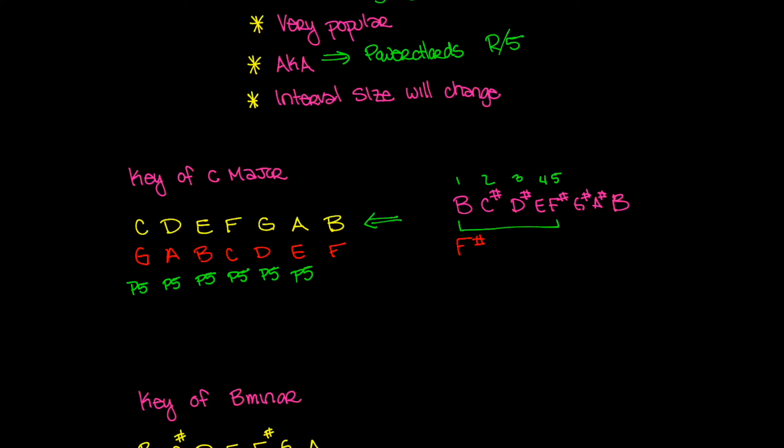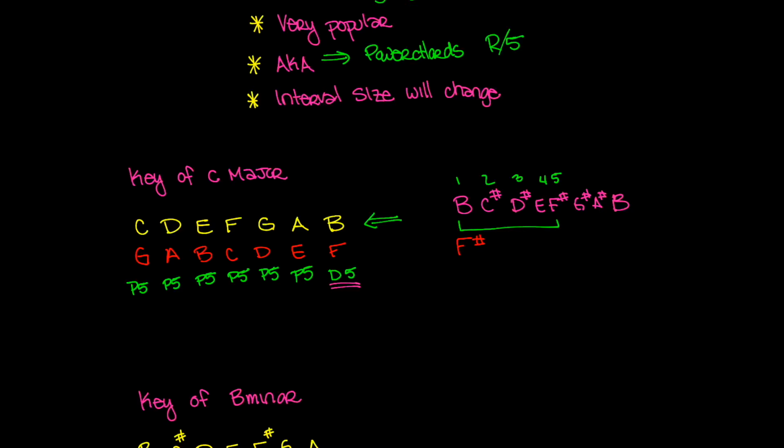So what is that then? Well, it's a perfect fifth interval that got smaller. So making something smaller, if you recall, that's diminishing it. So this is going to be a D5. So this is a diminished fifth. And so here we can see that the interval size is changing.